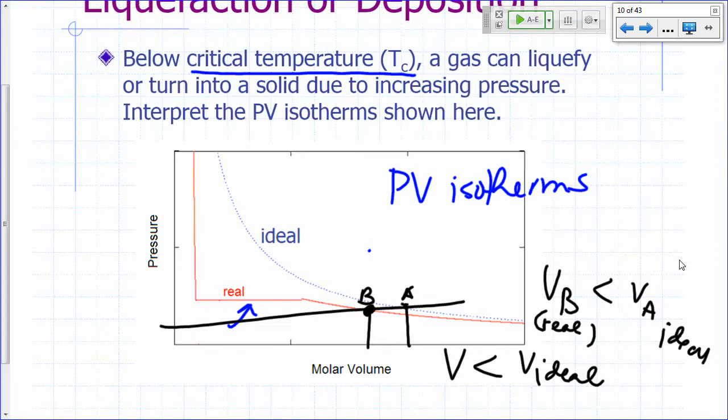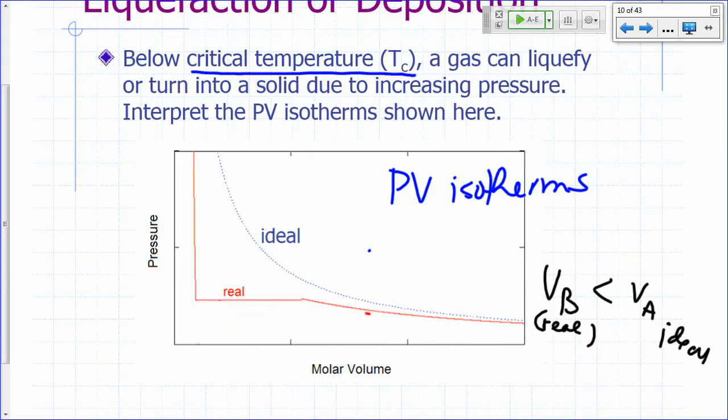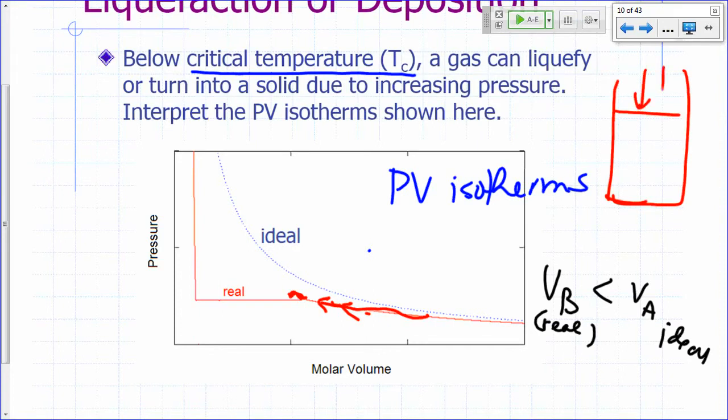But eventually, what happens to that real gas below a certain temperature, which we call the critical temperature? The pressure still goes up as you lower the volume. So let's imagine you have a gas right here, and you're lowering the volume of the gas, you're pushing it down. What happens as you push it down? The pressure goes up. As you're lowering the volume, the pressure will go up.